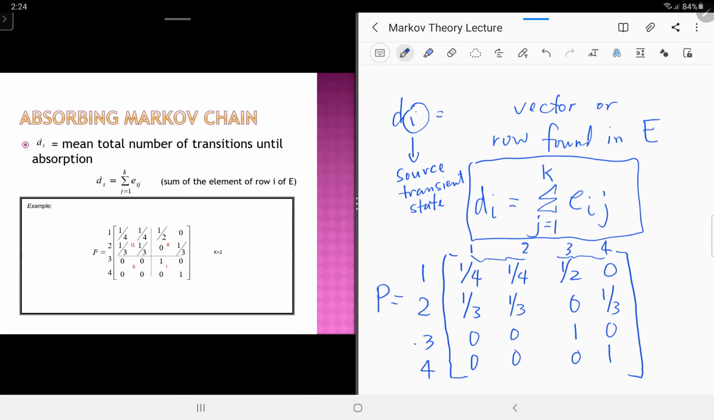So as you can see, once you arrange your transient and your absorbing states accordingly, take note, these two are transient, these two are absorbing, and 1, 2, 3, 4 on top, you know what they are. Once you arrange, automatically you will be able to divide your whole transition matrix into 4 quadrants. And it's very easy to see that this is your subquadrant O. This is your subquadrant identity matrix.